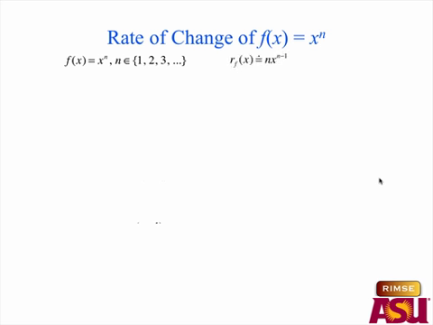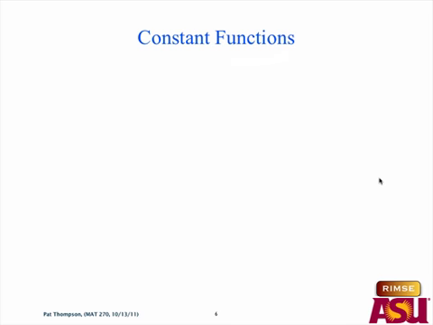Okay, so this is our first kind of closed form rule for rate of change functions. If your quantity function is x to the n, then the rate of change function is n times x to the n minus 1. Okay, what about constant functions? So we got one rule down. Let's just keep track of it up here. If f of x is x to the n, the rate is n x to the n minus 1.